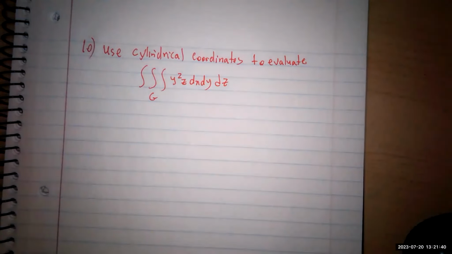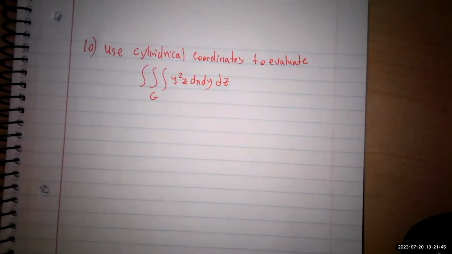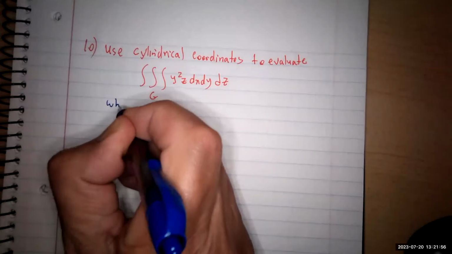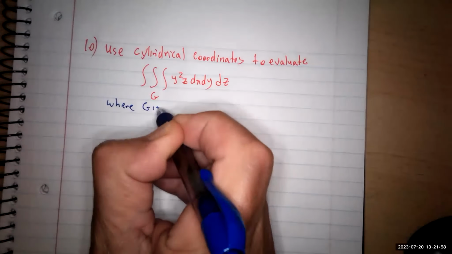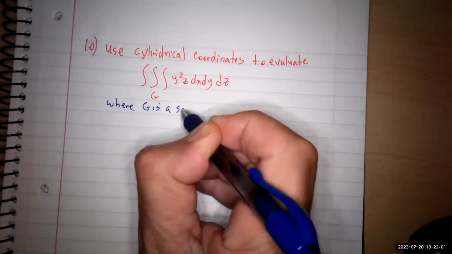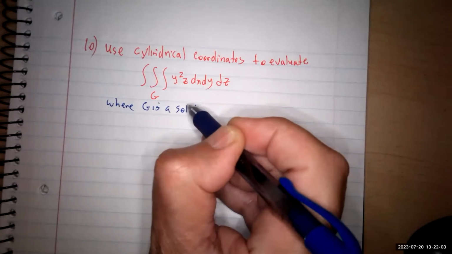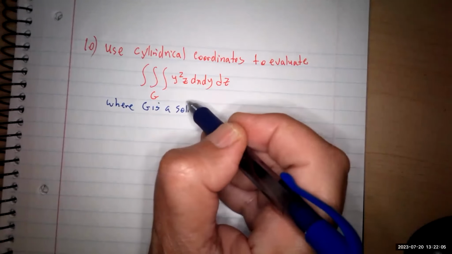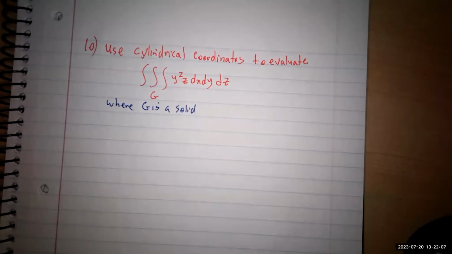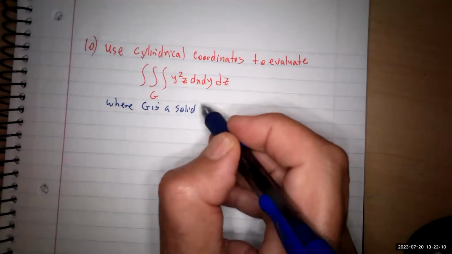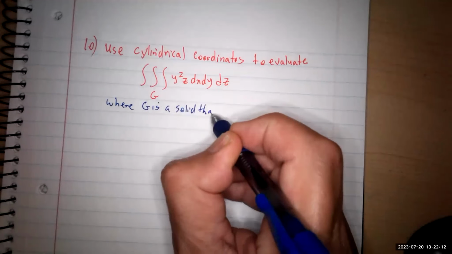Okay, we did this one somehow, but your G is going to be a solid. Remember, I think we did this one. It's a solid that's bounded. You see, G is a solid. G is going to be a solid bounded between, okay, yes, we did this one. G is a solid that's bounded.